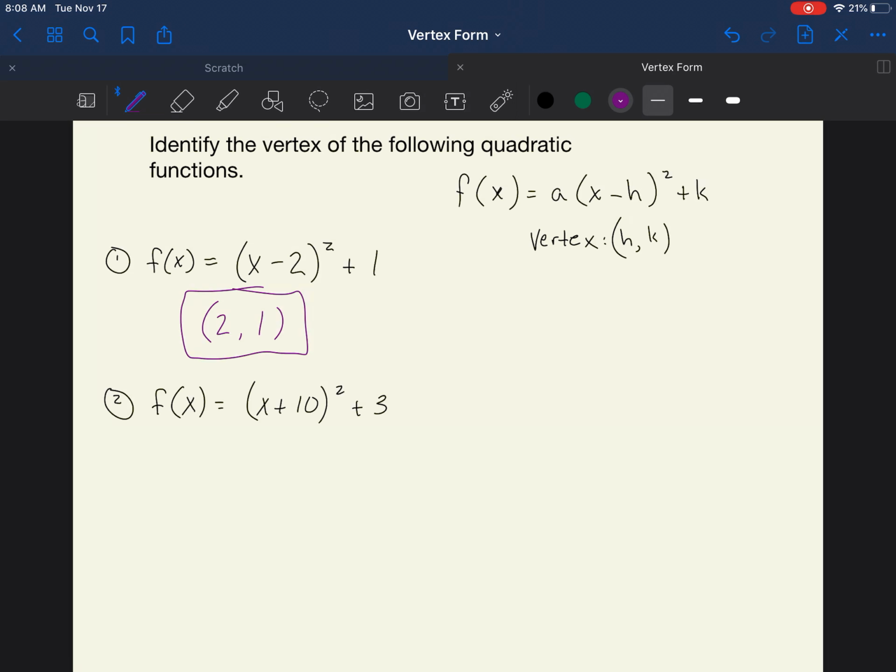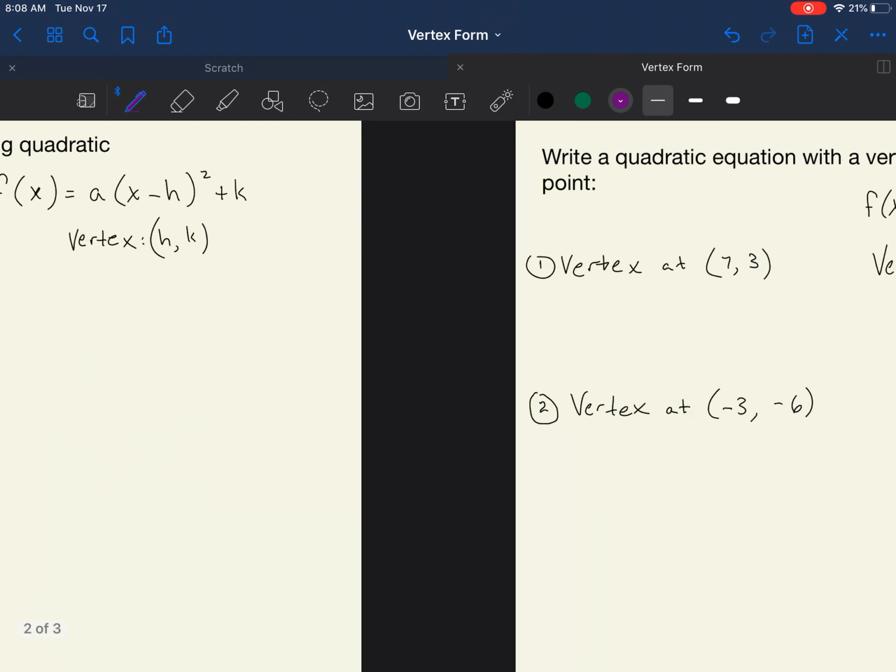And so down below, since we have an x plus 10, we need to get the opposite of positive 10, which is negative 10. And then your y-coordinate is still just going to be 3. Very, very straightforward there.